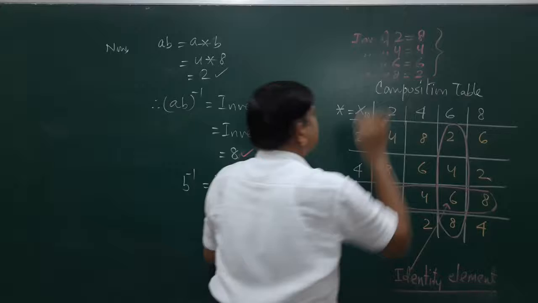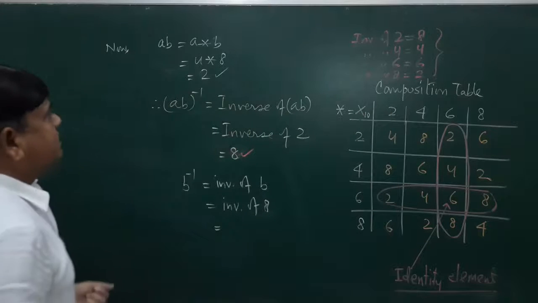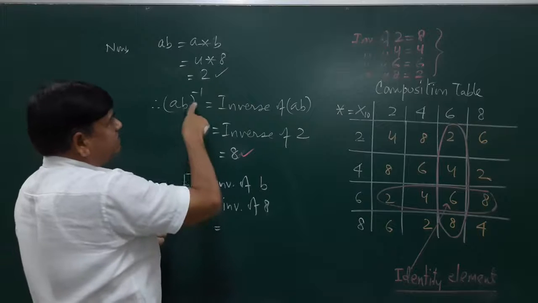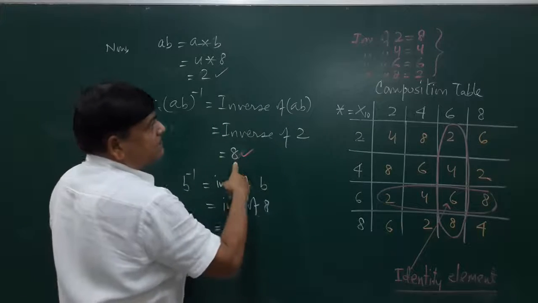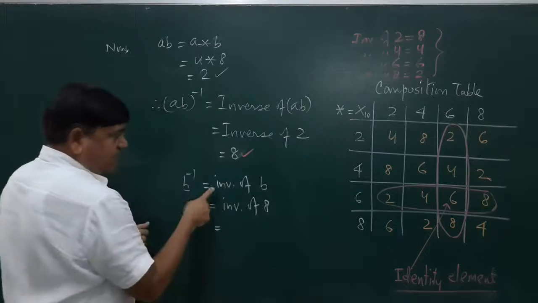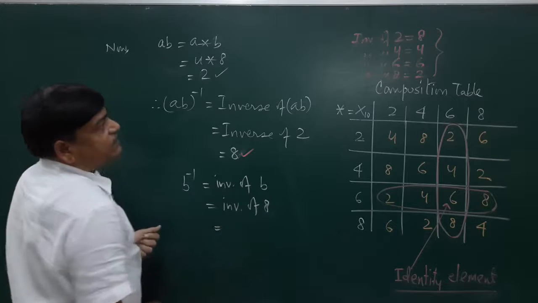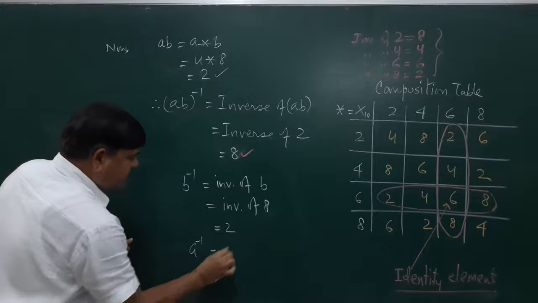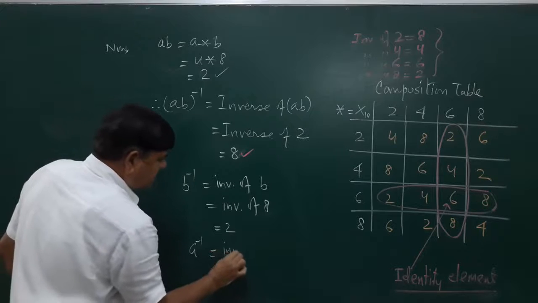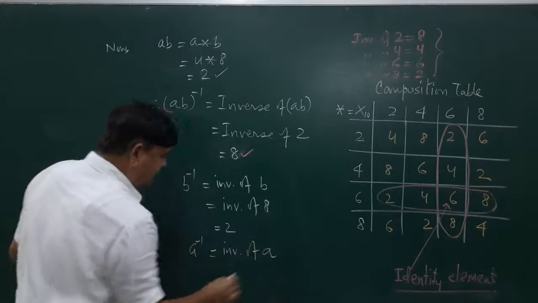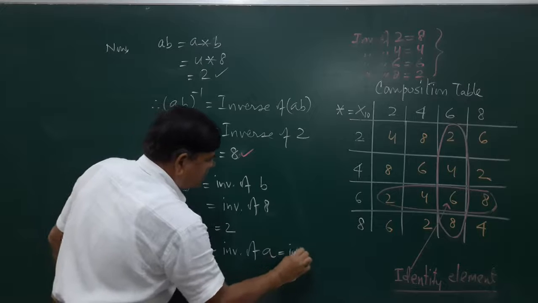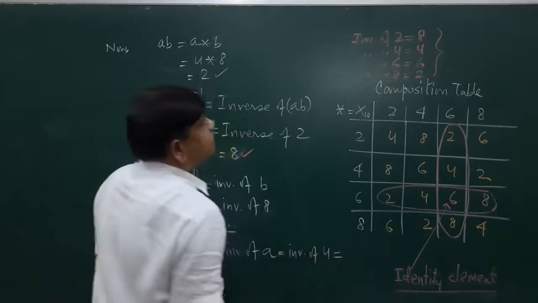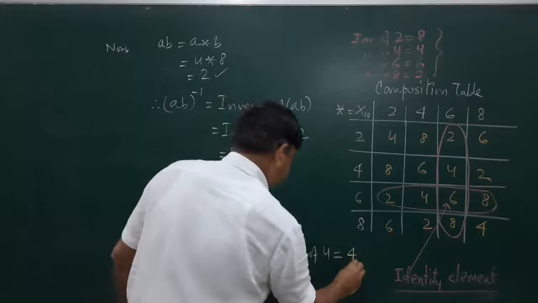So this is AB, which means 2. So the inverse of 2 is 8. The inverse of B is the inverse of 8, and the inverse of 8 is 2. What is the inverse of A? The inverse of A means the inverse of 4, and the inverse of 4 is 4.